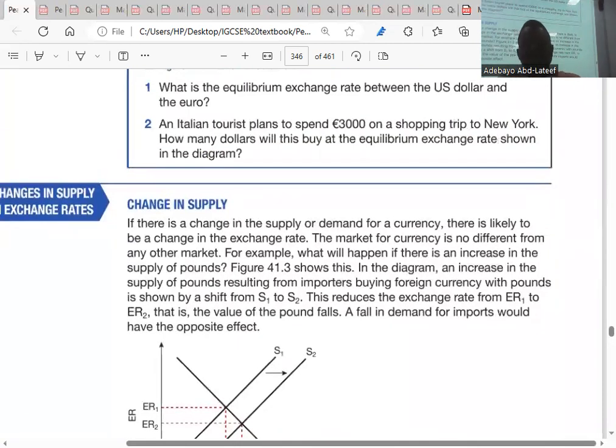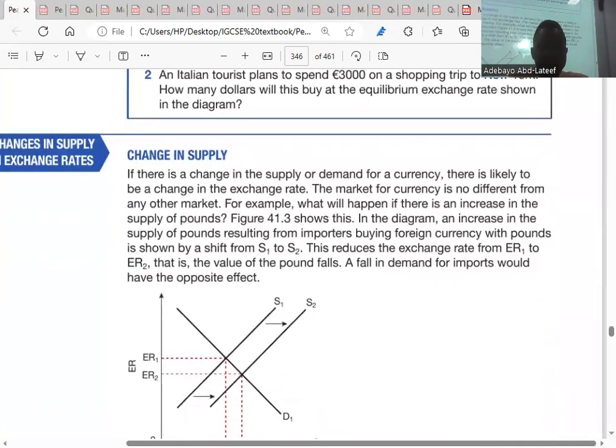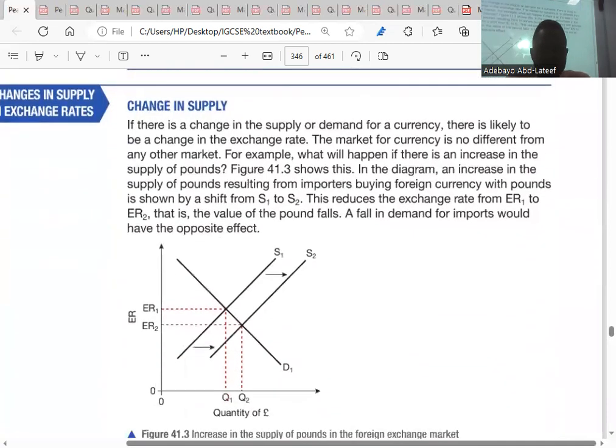Change in supply. They say if there's a change in the supply or demand for a currency, there's likely to be a change in the exchange rate. The market of a currency is no different from any other market. For example, what will happen if there's an increase in the supply of pounds? An increase in the supply of pounds resulting from importers buying foreign currency with pounds is shown by a shift from S1 to S2. An increase in supply of pounds will shift the supply curve rightward from S1 to S2. What would have caused that?